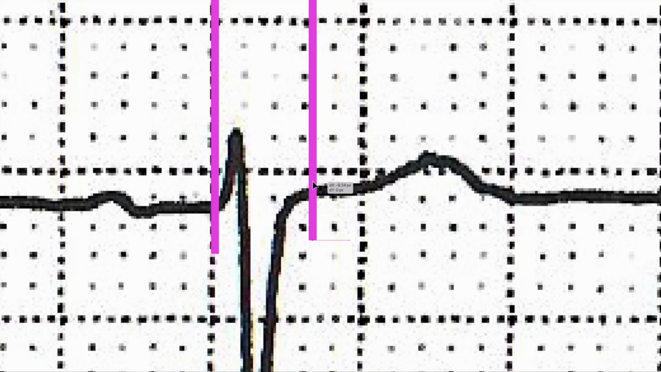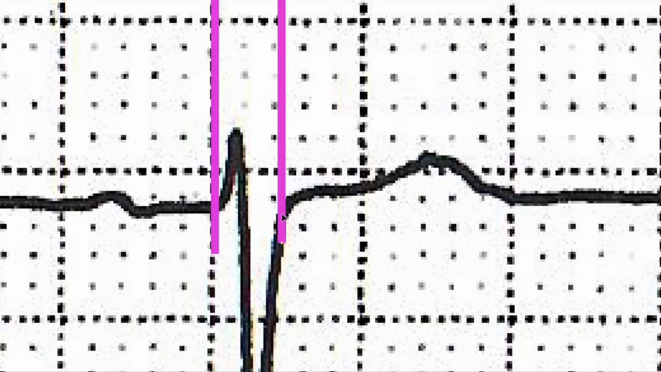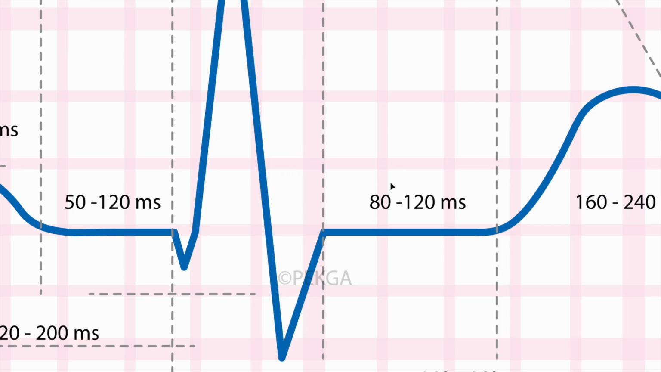Is that point right here? If that's the case, we have a wide QRS. Is that point right here? Is it somewhere in between? Well, let's take a look at this a little bit further.